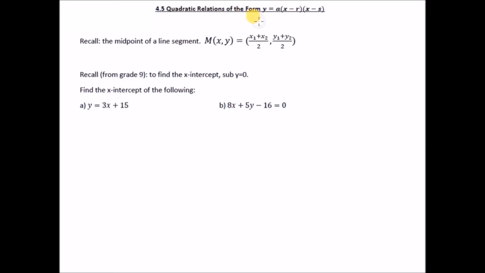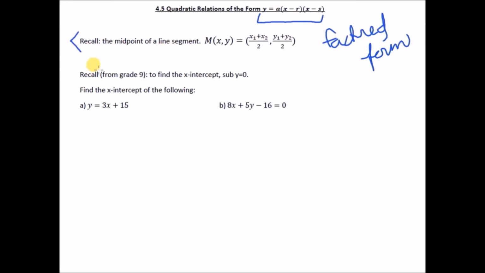Quadratic relations of the form y equals a(x minus r)(x minus s). This is the factored form of a quadratic relation, and we're going to go over that. So let's just do a little recall.